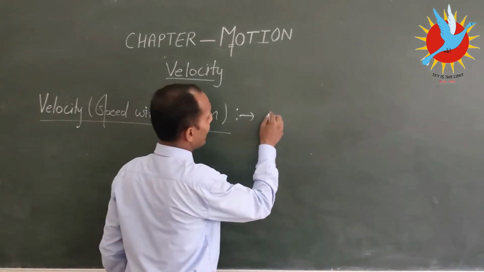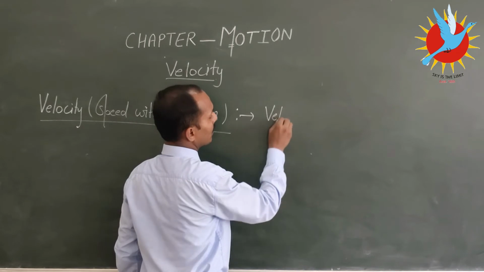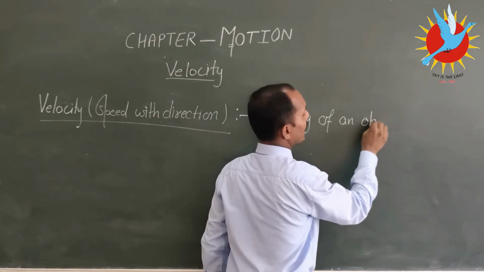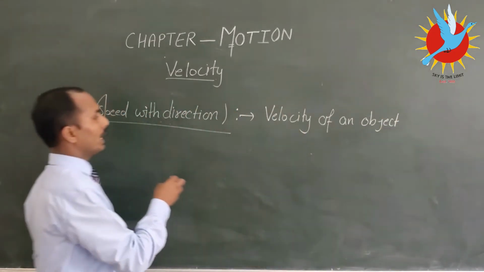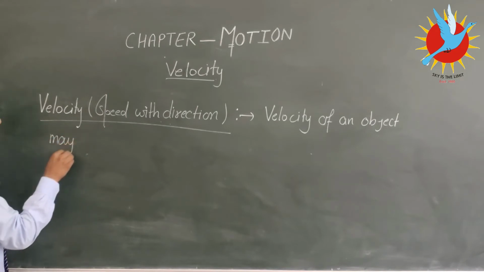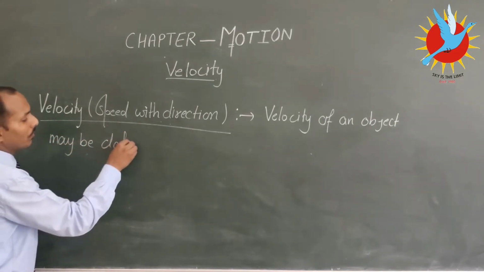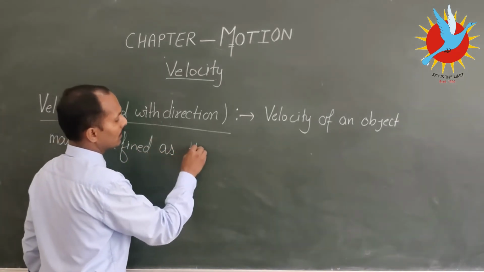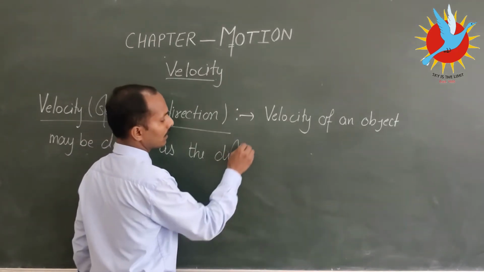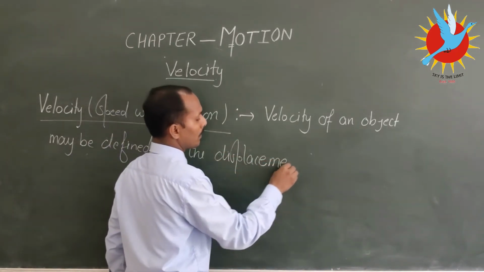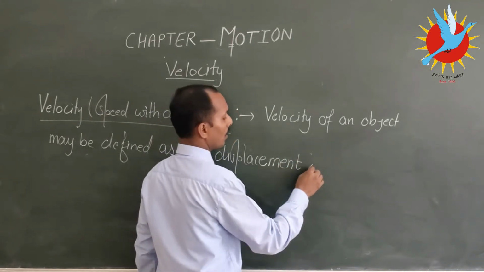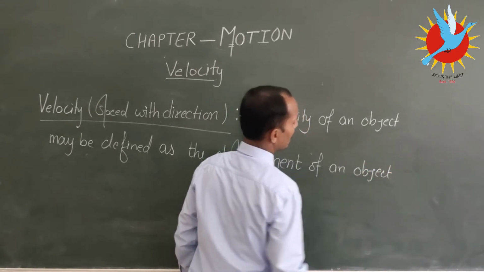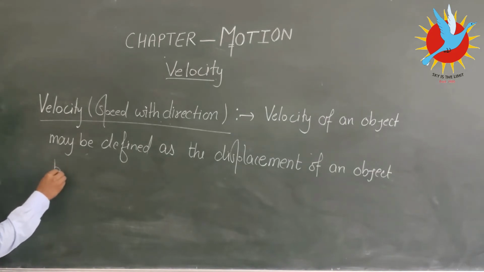Then you may define the velocity of an object as the displacement of an object per unit time.